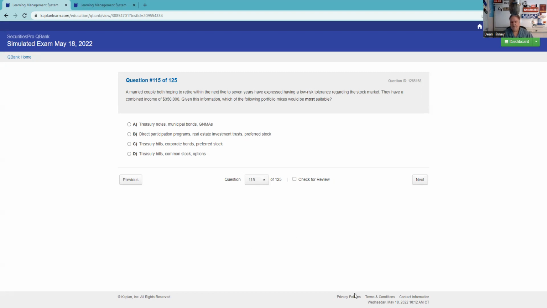So it looks like I got a 50-50 here. I'm making the assumption here that the tax bracket is high enough that I should have some muni bonds in there, with that 350 in income. So I'm going to say I need some muni bonds. And that means I've got to take A, and I'm tossing out the common stock and I'm tossing out the partnerships. So I'm going for choice A.